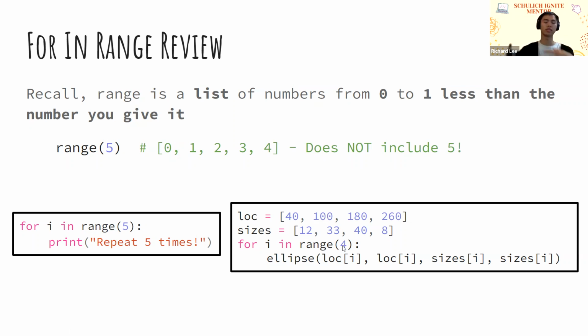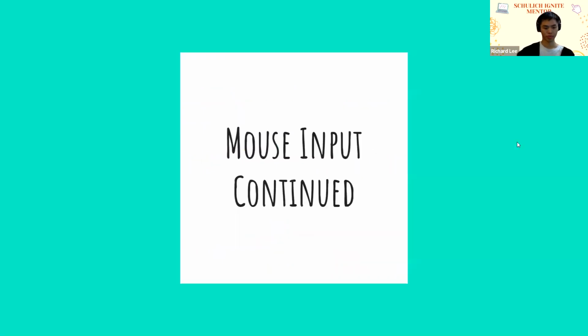Because lists use that natural indexing style starting at 0, just like how this range does, we could say that location i of the 0th element is going to be that 40, and then the size of i is going to be that 12. We can work our way up that list. Luckily, we don't need to rely on that too much for today, but it's good to keep that in the back of your mind. So I also want to quickly touch on another way to get mouse inputs. You guys are all familiar with mouse pressed as a way to check whether or not your mouse is being held down at the moment.